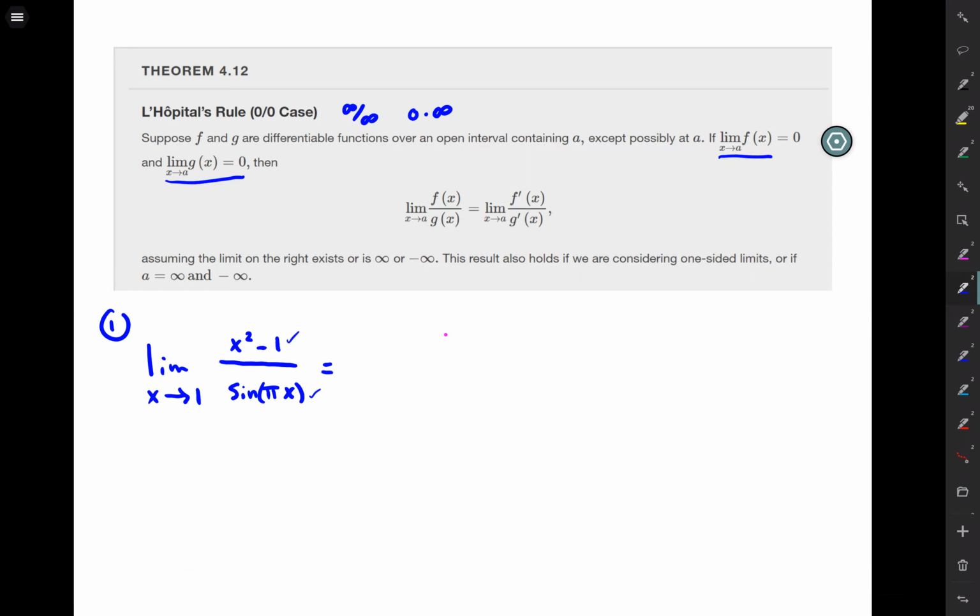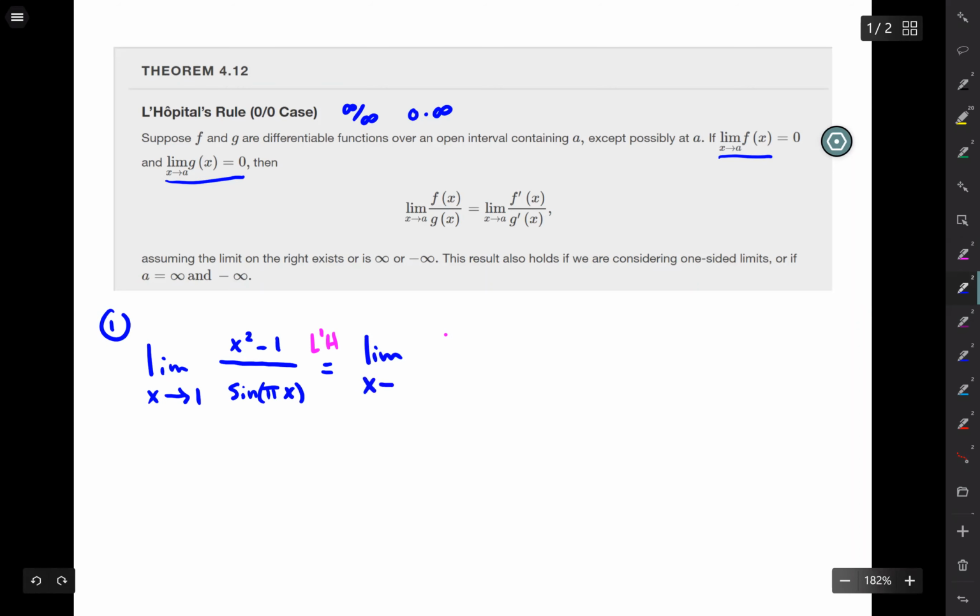And then what happens if I actually evaluate at x equals 1? If I plug 1 into the top, I get 0. And if I plug 1 into the bottom, I get sine of pi, which is also 0. So this is one of those 0 over 0 forms, and so we can apply L'Hopital's rule. I always write LH over an equal sign if I'm applying L'Hopital's rule.